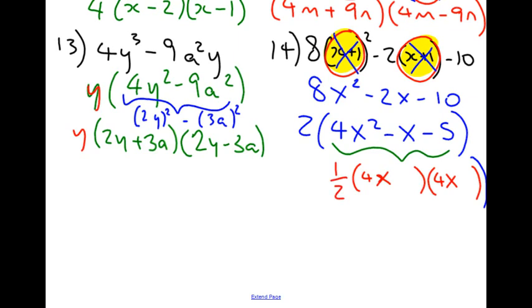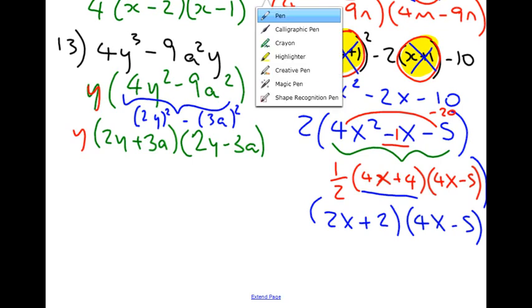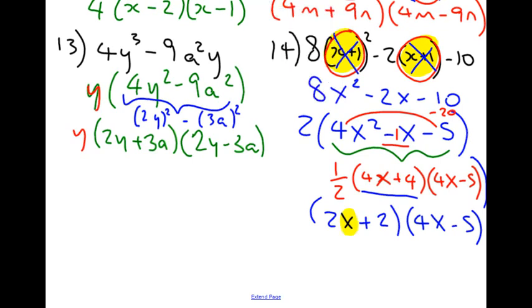Anyway, back to what we're actually doing, which is looking for two numbers that multiply to make minus 20 and add to make minus 1. There's a 1 coefficient there. So our numbers we're talking about are 4 and 5, and it's plus 4, minus 5. So now we take out our 2, which we want to take out. We take it out of this bracket, we get left with 2x plus 2, 4x minus 5.